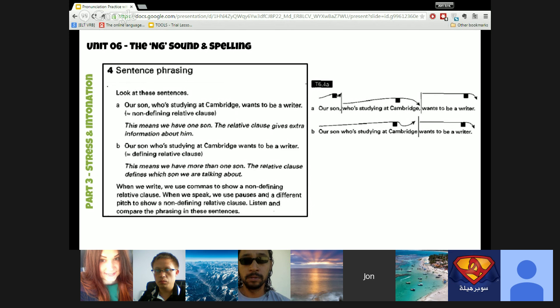Put the two parts together, please. Our son who's studying at Cambridge wants to be a writer. Couldn't have done it better myself. Very good, Yulia. Now, let's see if you are all paying attention. Mr. Shinyue, I want to hear A and B together.